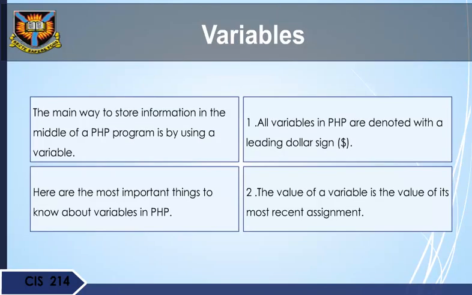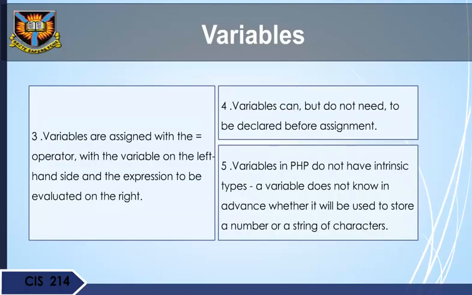Variables. The main way to store information in the middle of a PHP program is by using a variable. Here are the most important things to know about variables in PHP. 1. All variables in PHP are denoted with a leading $ sign. 2. The value of a variable is the value of its most recent assignment. 3. Variables are assigned with the = operator, with the variable on the left-hand side and the expression to be evaluated on the right.